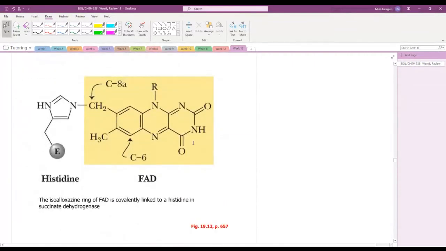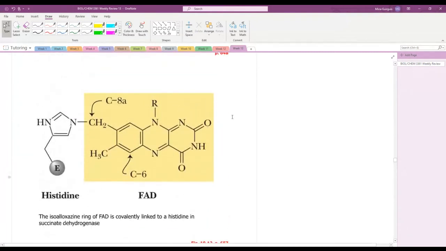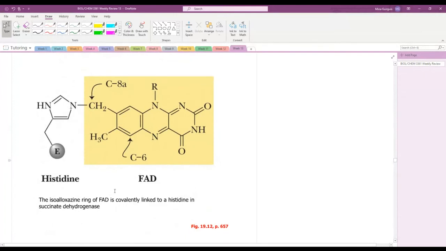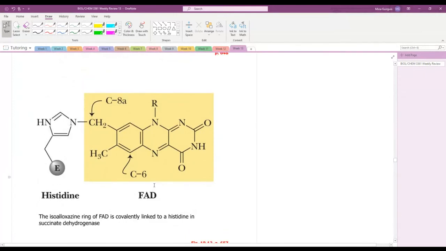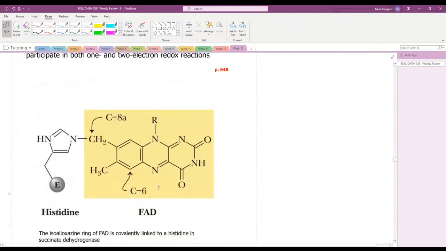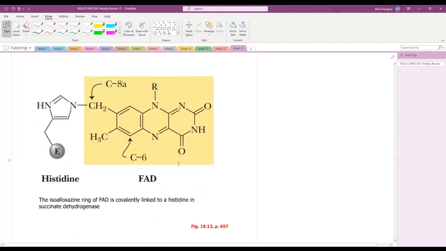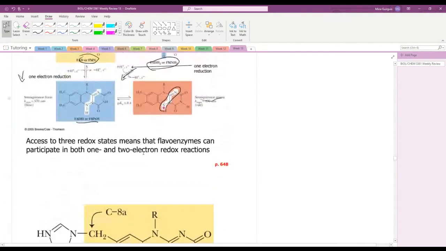The isoalloxazine ring, sorry, that always trips me up a little bit, is covalently linked to a histidine in succinate dehydrogenase. Okay, so why is it important that it's linked to a histidine? Let's look at that specific carbon that's linked to a histidine and see what's going on with the ring, not just this carbon. Okay, so this ring is linked to a histidine.